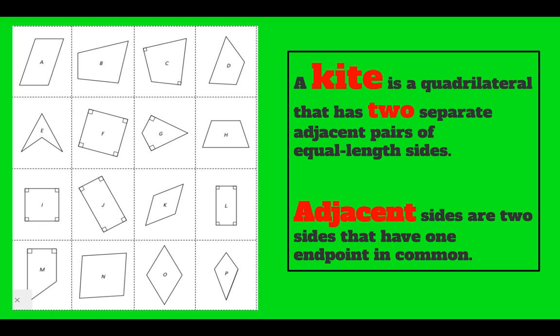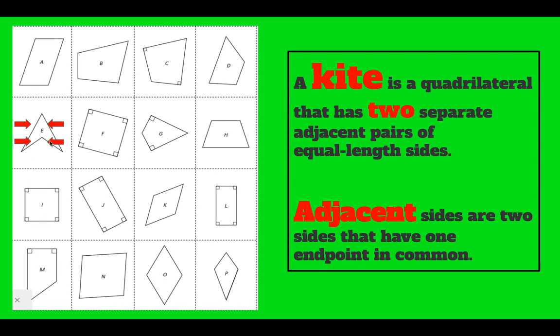So adjacent are two sides that have one endpoint in common. That's the definition of adjacent. So let's talk about which shapes would be a kite. Again, they have to have equal length sides. So E would be a kite because all these sides are equal. If I took a ruler and measured them, they would all be the same size.